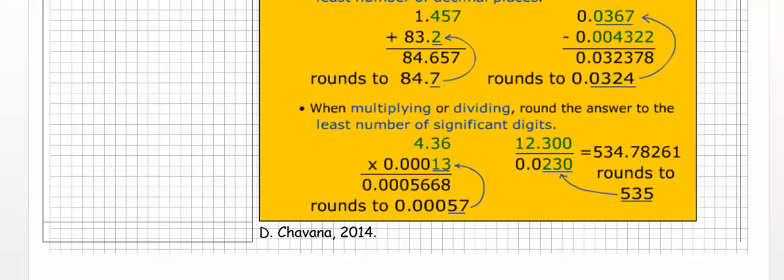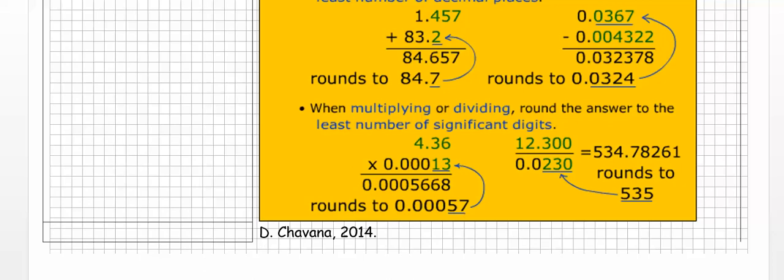Even though the calculator gives me 0.00056668, I'm going to round that number. Do I push the 5 up? Yes, I do, because 6 is bigger than 5. That's going to push this 6 up to 7, so I'm going to report my answer as 0.00057. Let me do that for you one more time, because that might have been confusing the way I explained it.